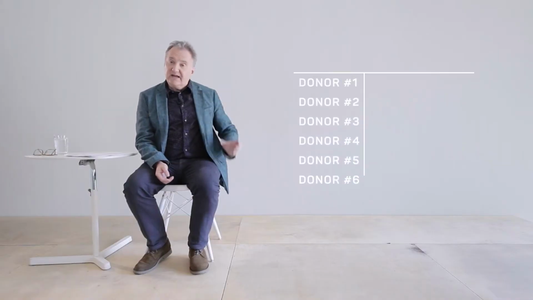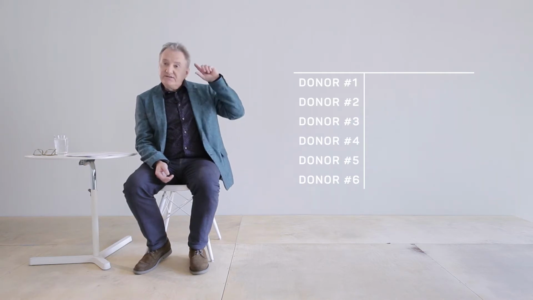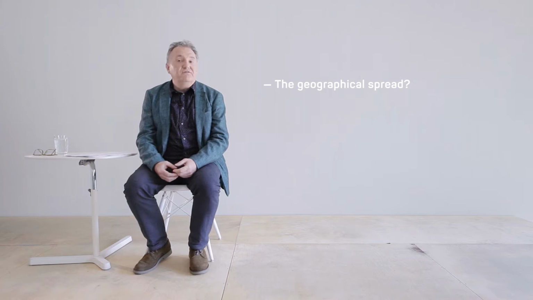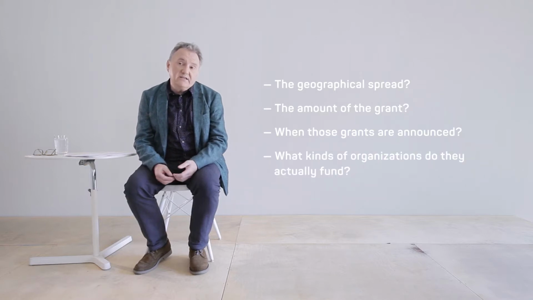The table should have all of the particular donors down the left-hand side, down the column, and all the questions that you want to answer along the top. These questions could be about the geographical spread, the amount of the grants, when those grants are announced, what kind of organisations they actually fund. But you need to think about what those questions are yourself. They will be different for every single organisation.